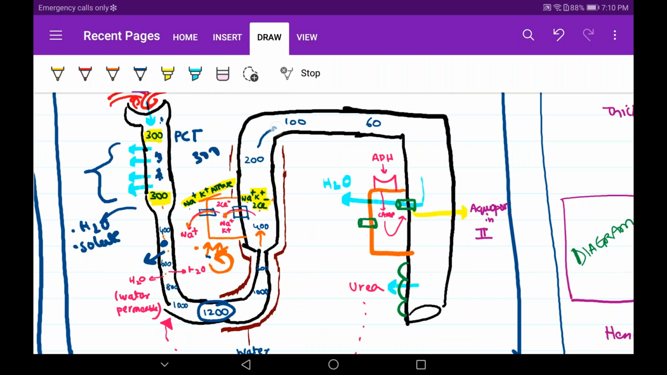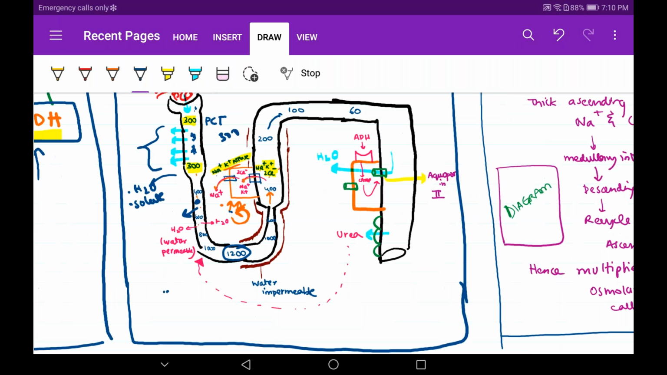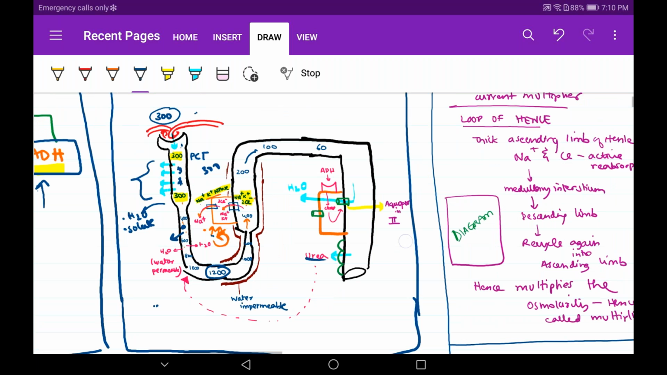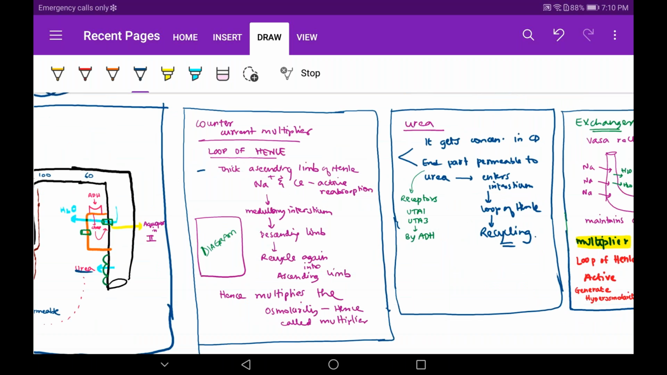See, loop of Henle, what is happening? The first step: in the thick ascending limb of Henle, there is active reabsorption of sodium and chloride into the medullary interstitium. Then from the descending limb there is recycling into the ascending limb again, because it comes from the PCT again. I have not put that. From the PCT the blood is coming again, the solutes are coming again, again it goes into the ascending limb, and again it gets recycled into the descending limb and the interstitium.